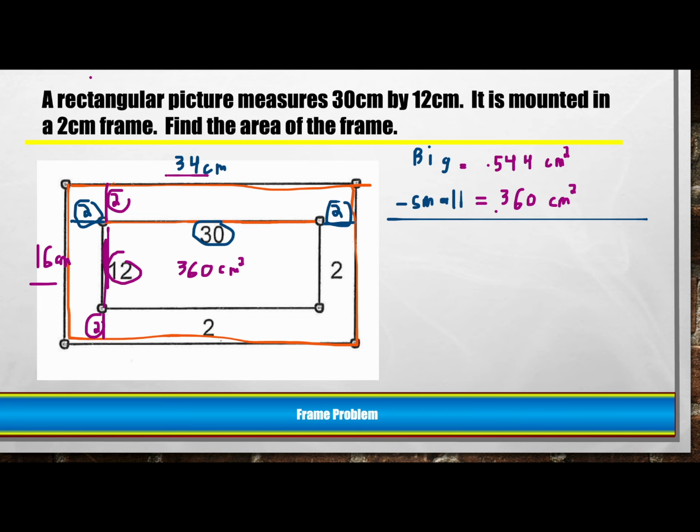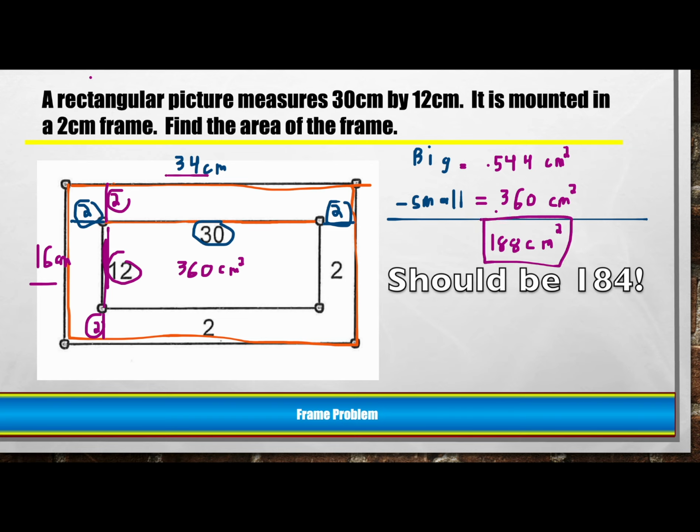Now when we subtract these two, 544 minus 360, that's going to give us the area of the frame, which is 188 centimeters squared. So for the frame, it's just the big picture minus the small picture.